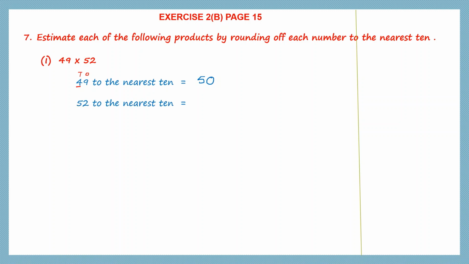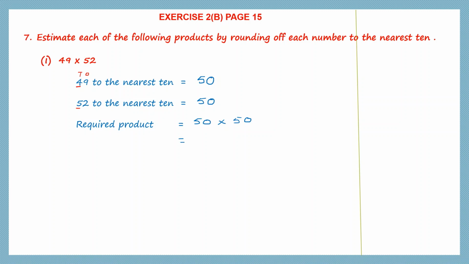Now let's take 52. Here the number in the tens place is 5 and the digit next to it is 2, which is less than 5. So the underlined digit will remain the same. So 5 will remain the same, 5, and in place of 2 we put a 0. So 52 rounded off to the nearest 10 is 50. Now we have to find the required product. Required product means we have to multiply these two numbers, 50 into 50.